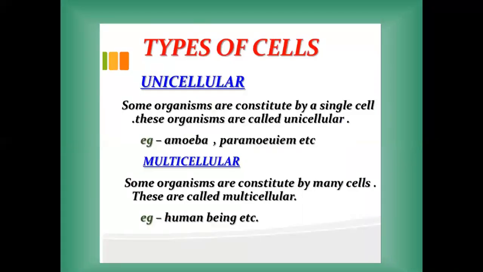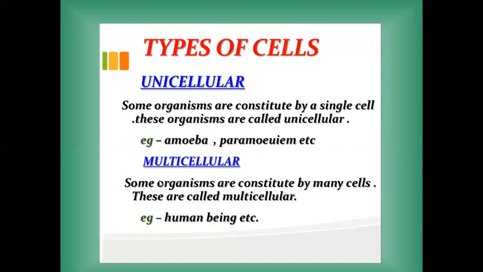Before coming to the different types of organelles, let us first study the types of cells. There are basically two types of cells, unicellular and multicellular. From the name unicellular itself, we get to know that the organisms which are made up of only one cell are known as unicellular organisms. Their entire body is made up of only a single cell. For example, we have amoeba, we have paramecium.